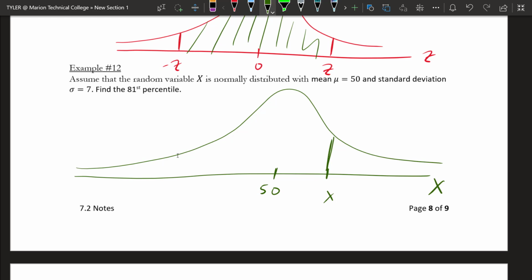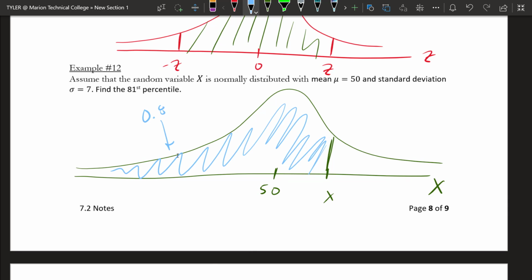So right in the center is going to be my mean of 50, and I drew some value here, and what I'm looking for is I want this area to be 0.81. Remember, percentile means if I'm in the 81st percentile, 81% of the population is behind me, if we put everyone in order from smallest to biggest. So this could be test scores, height, etc. We can use StatCrunch to find that value.